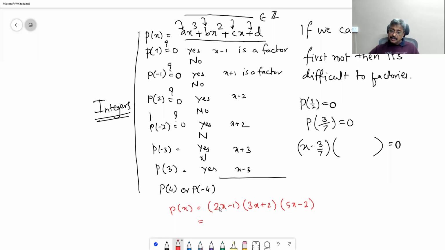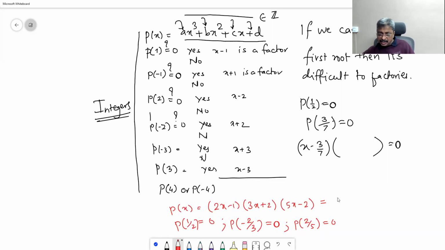Then P of half is going to be equal to 0 because if you put x is equal to half here, this factor is going to become 0. P of minus 2 by 3 is going to be equal to 0 because this bracket is going to be 0. And P of 2 by 5 is going to be 0 because this bracket will make it 0. However, if you really try and work hard to solve, will this have integer coefficients? Yes. Shall we multiply and find out what cubic this is?